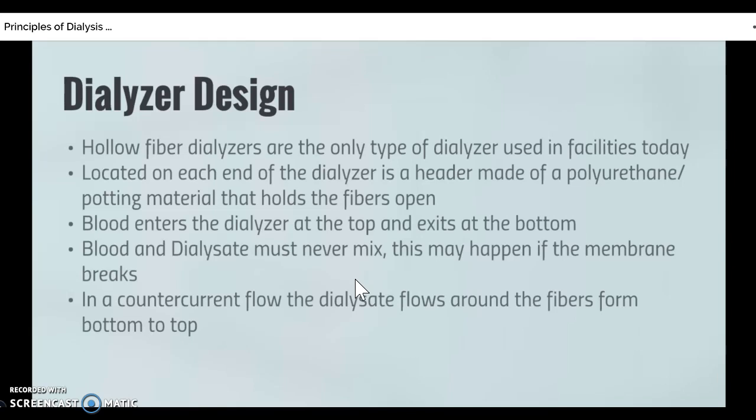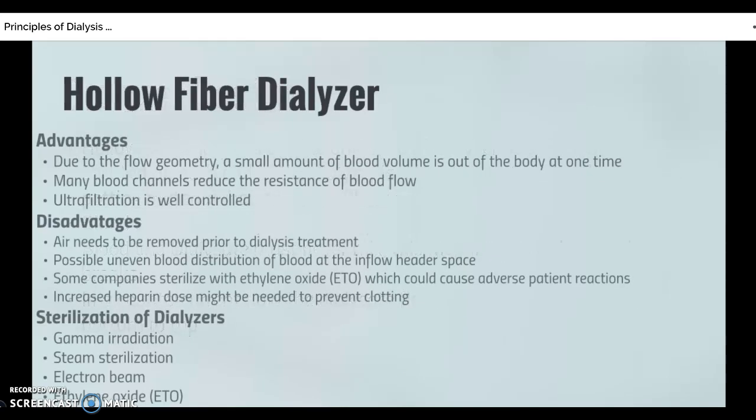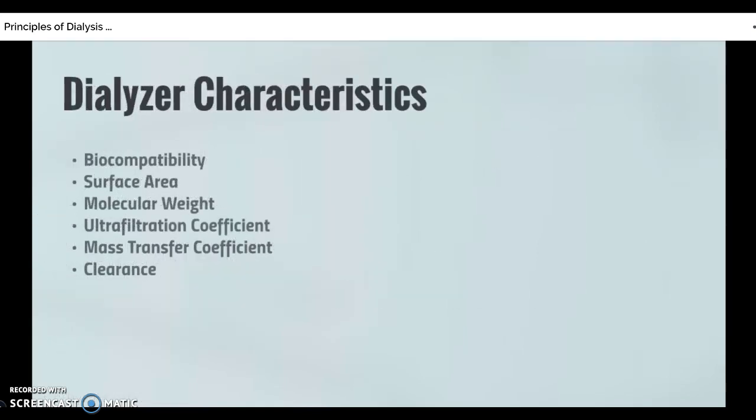And important again, countercurrent flow. Want to remember that dialysate flows around the fibers from bottom to top, so opposite of what the blood flows. And you can take a look at these again. These are just going to be exactly what you learned about before.